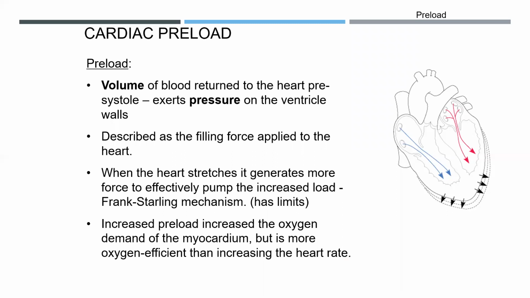When we increase the preload, we increase the oxygen demand of the myocardium, but it is more oxygen efficient than increasing heart rate, okay? So you have to remember that oxygen gets used anytime the heart is taking on more workload. But it is better to increase preload and have the heart beat that amount of blood out than to have a high heart rate. And when we get into the cardiac section of this course, we'll talk about why cardiac patients often have their heart rate kept under 100 beats per minute. And that is because of oxygen demand.